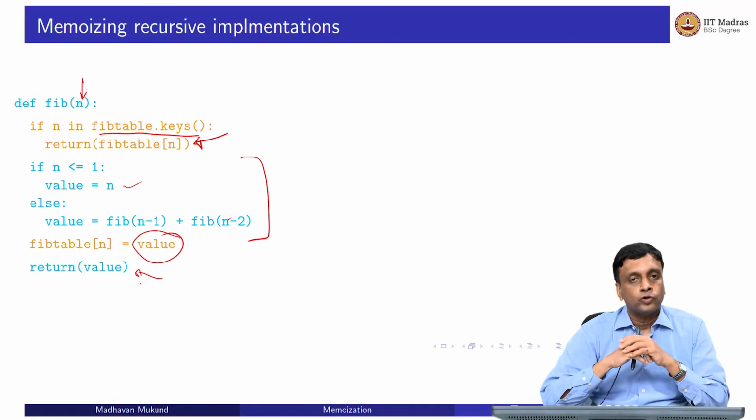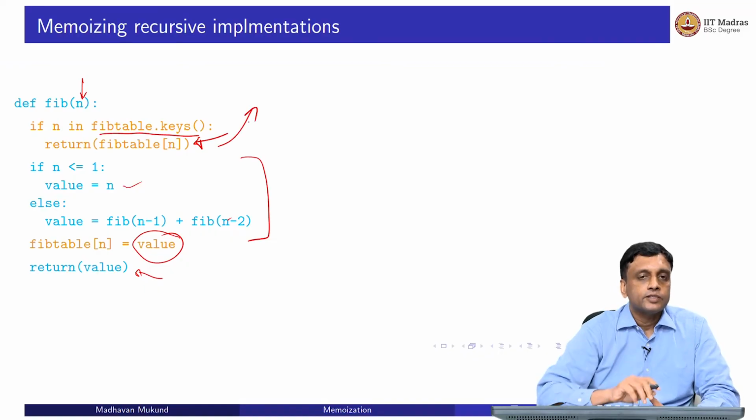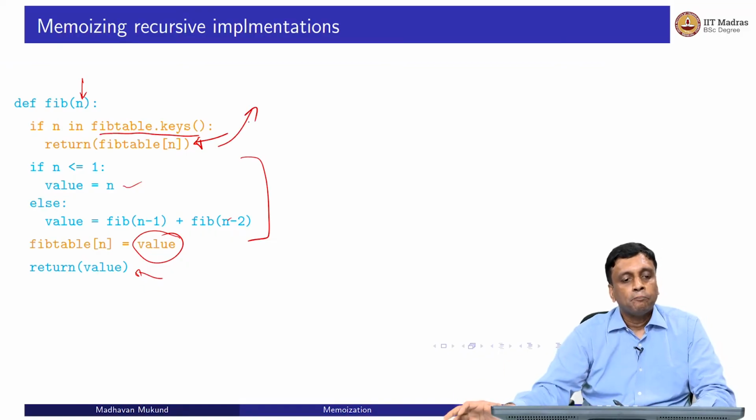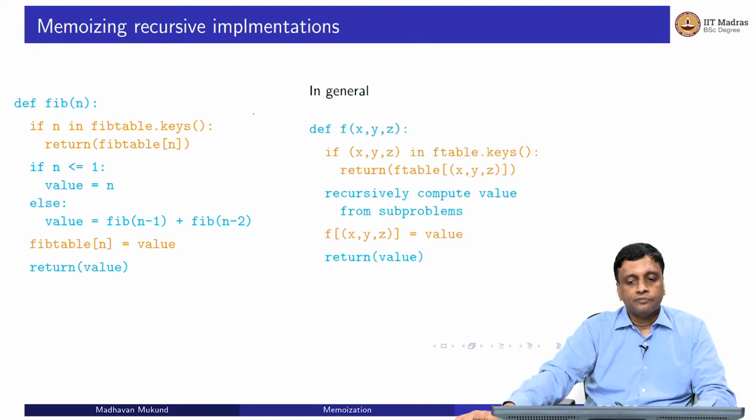So the next time I am not going to call this function again at this point, I am going to just return without doing the recursive computation. So this is how we would memoize our Fibonacci function. Now there is nothing very specific to the Fibonacci function, we can take any function.